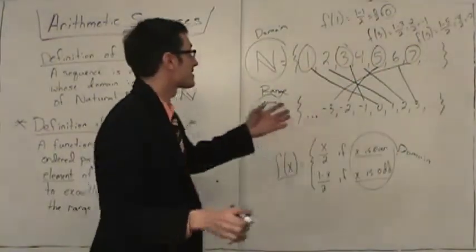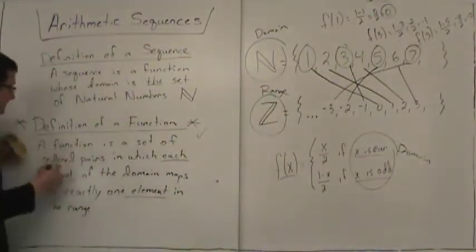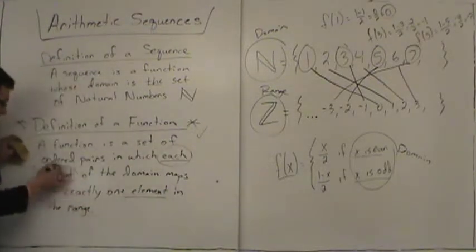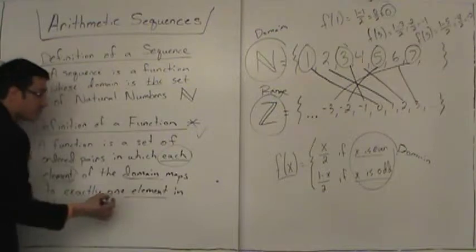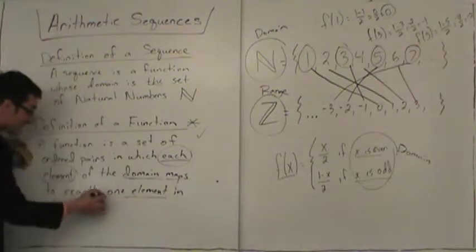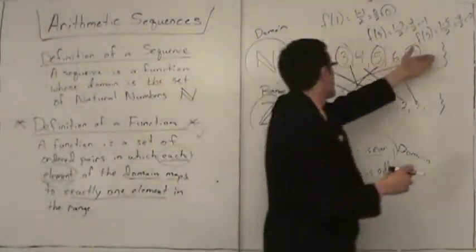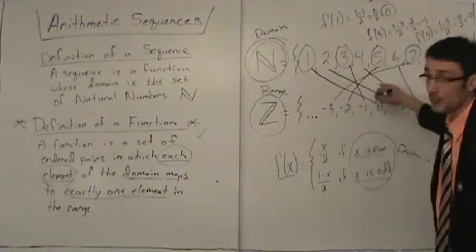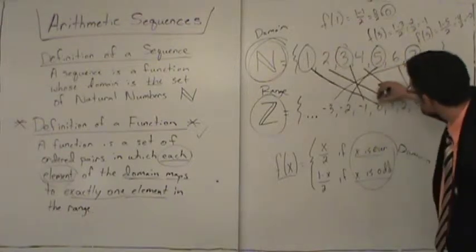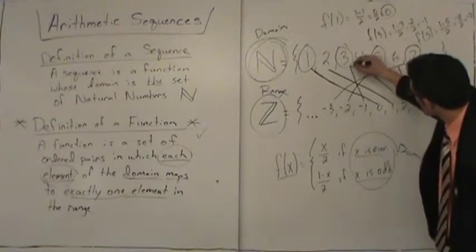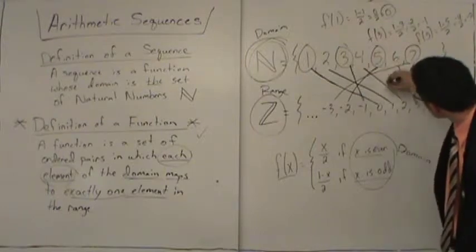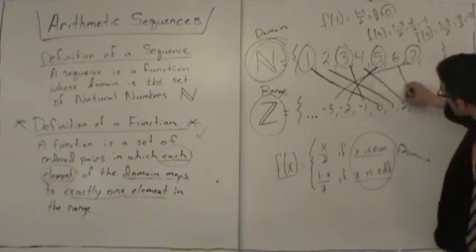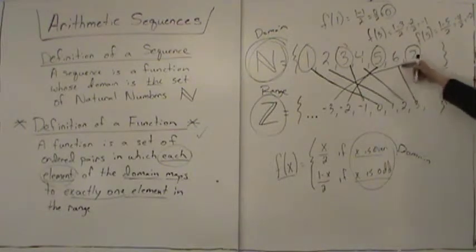So with this mapping that's going on, I want you guys to notice the definition of a function. In order for something to be a function, every number in the domain, remember our domain is a set of naturals, must map to exactly one number in the range. So is 1 mapping to one number? Yes, it's mapping to 0. Is 3 mapping to one number? Yes. Is 4 mapping to one number? Yes. Is 5 mapping to one number? Yes. Every number in the domain is mapping to exactly one number. 6 is mapping just to 3.